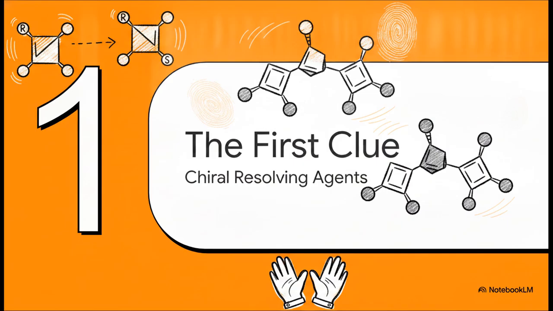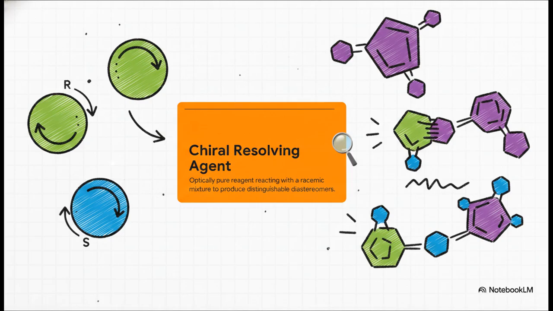All right, moving into section 1, the first clue, chiral resolving agents. This is where we create that handed environment we just talked about. So, this technique relies on a chiral resolving agent. Basically, it's an optically pure reagent that we intentionally mix and react with our racemic mixture. A classic example? Taking a mixture of R and S amines and reacting them with an optically pure acid like S-plus O-acetyl mandelic acid. When they react, they form salts.